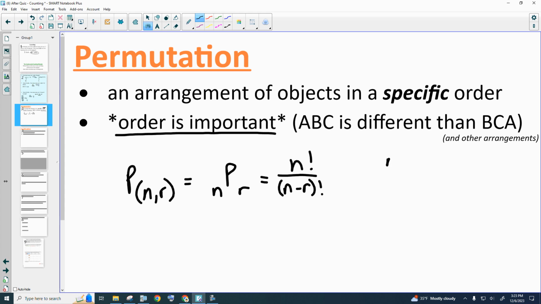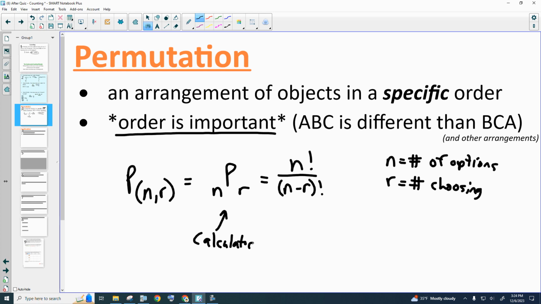We'll say n equals the number of things, objects, or options, and r is the number we're choosing. How many we're choosing. All right. So you kind of say that's n choose r, but we're going to use that for the next one. So this is a calculator function.